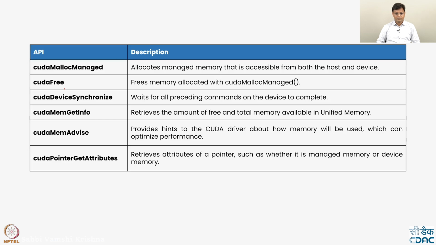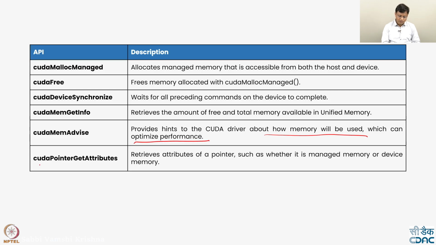cudaDeviceSynchronize waits for all the pending commands on the device to be completed, which is synchronizing the operations. cudaMemGetInfo retrieves the amount of free and total memory space available in the unified memory. The next API is cudaMemAdvise, and this provides a hint to the CUDA driver about how the memory will be used, which can optimize the performance.